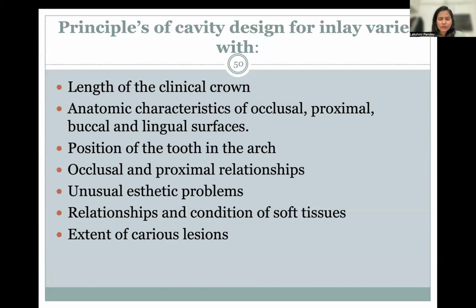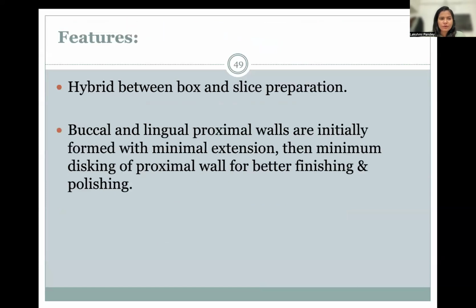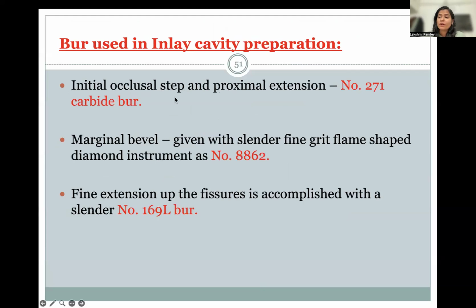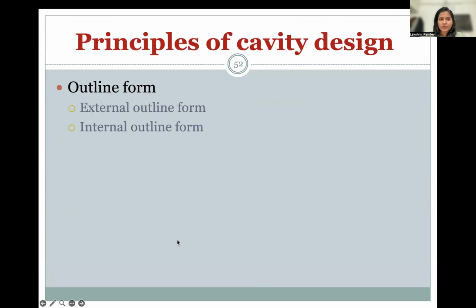Now, as you have already known, what are the burrs used? I have already explained and showed you the picture. The 271, 8862 burr was a flame shape burr for primary flares and bevels, and the number 169L burr, this L stands for long shank. Okay, next.